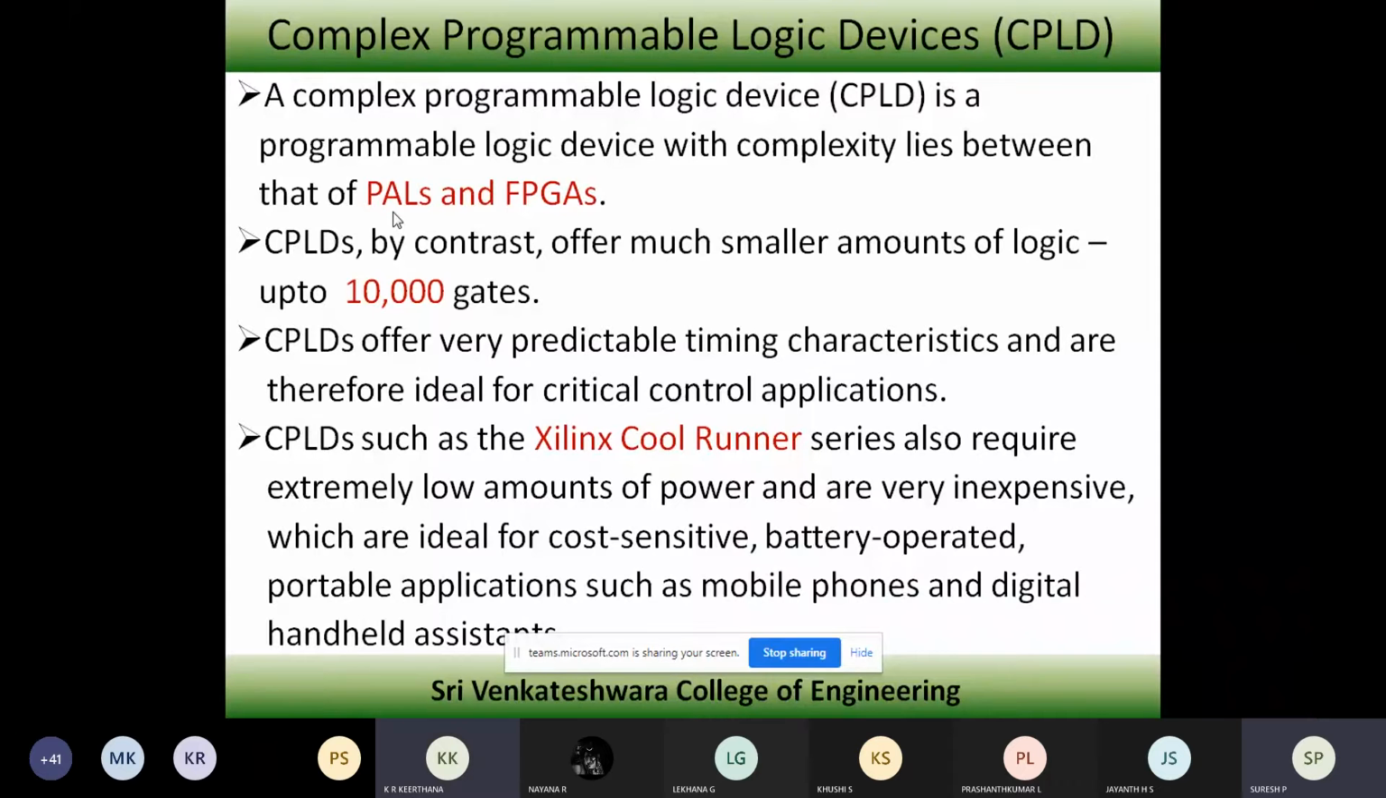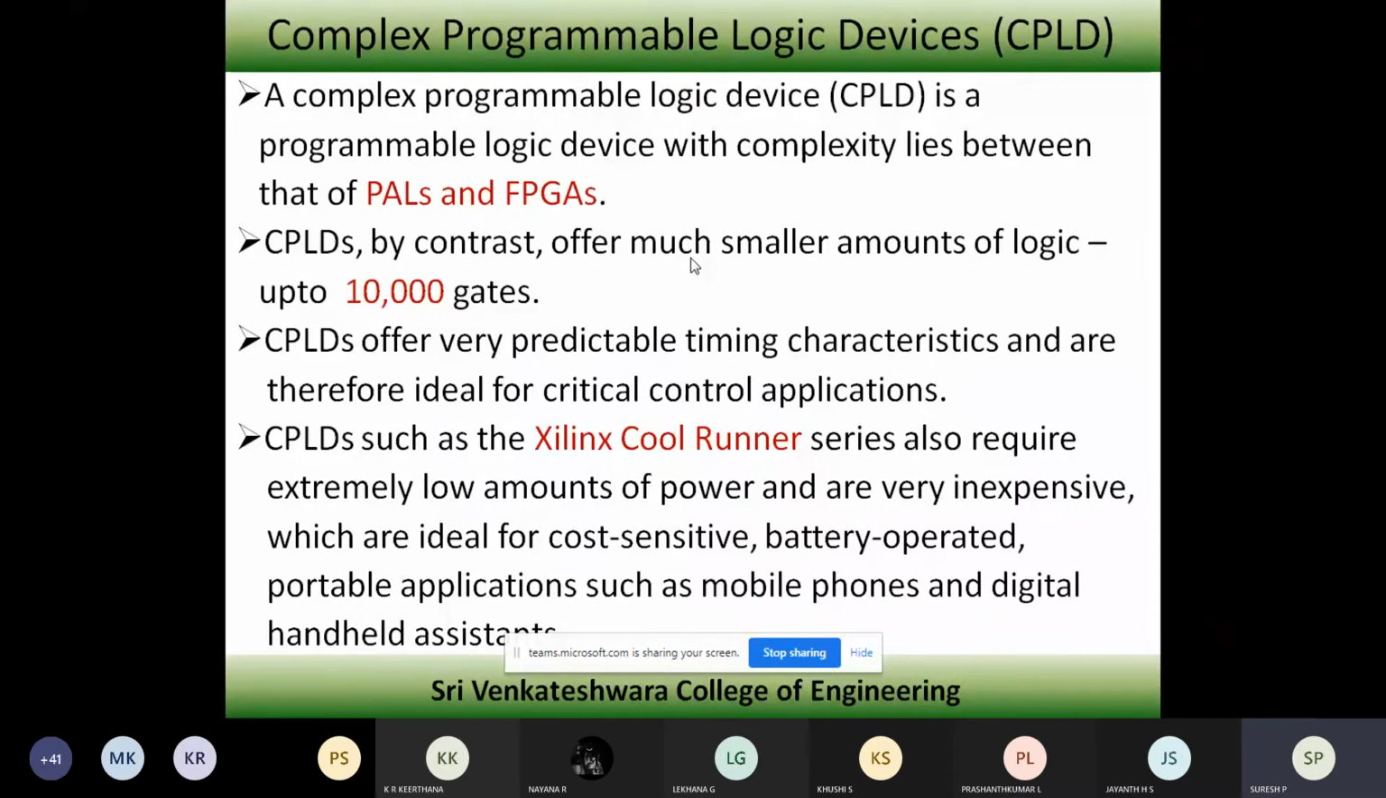Can anyone answer this? Both your AND and OR are programmed, right, in PAL, programmable array logic? In PLA, both are programmed. Here in PAL, the AND is programmed and the OR is fixed. Okay. So when you have the CPLD, the complexity lies between PALs and FPGAs, that is, between programmable array logics and field programmable gate arrays.